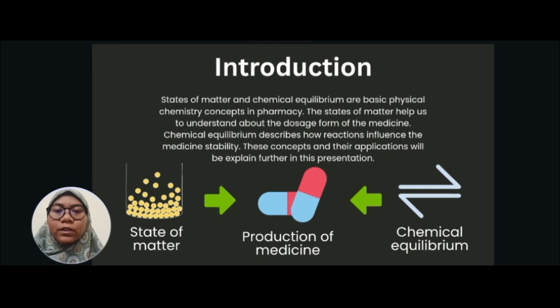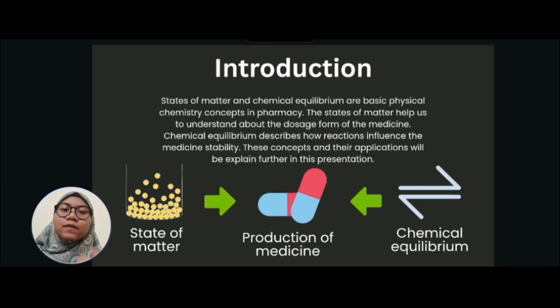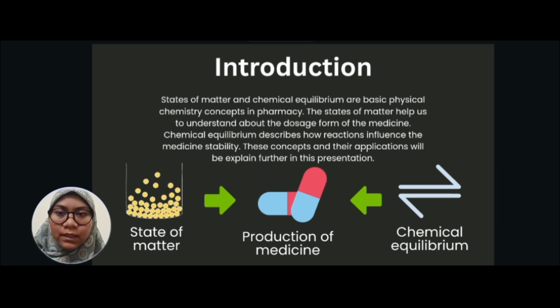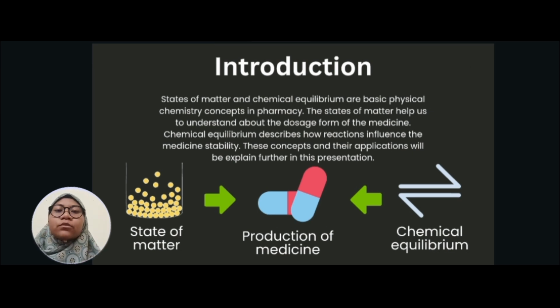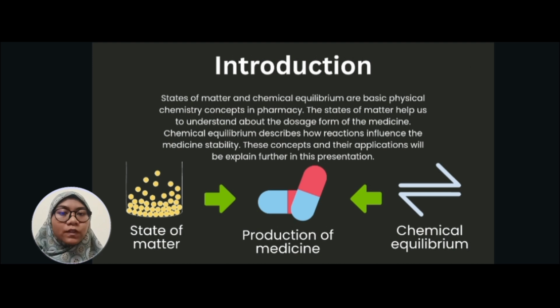So here is the introduction. State of matter and chemical equilibrium are basic physical chemistry in pharmacy. The states of matter help us to understand about the dosage form of the medicine. Chemical equilibrium describes how reaction influences the medicine's stability. We will explain further about this concept and their application in this presentation.